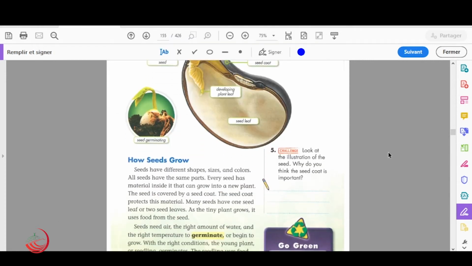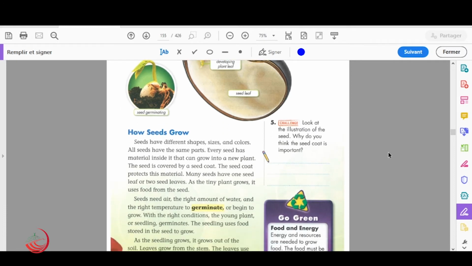Very good. Okay, so now let's read the text. How seeds grow.